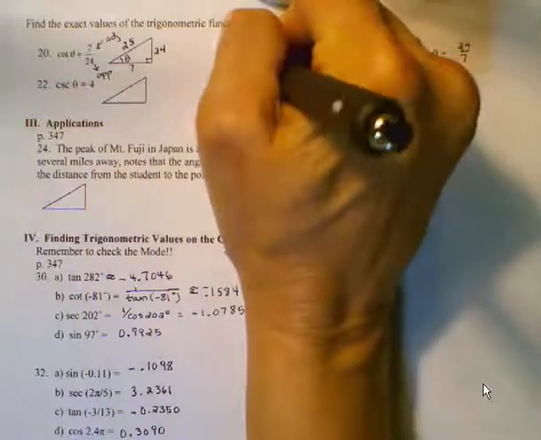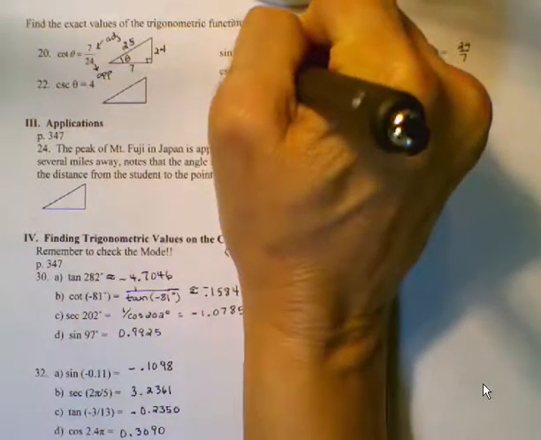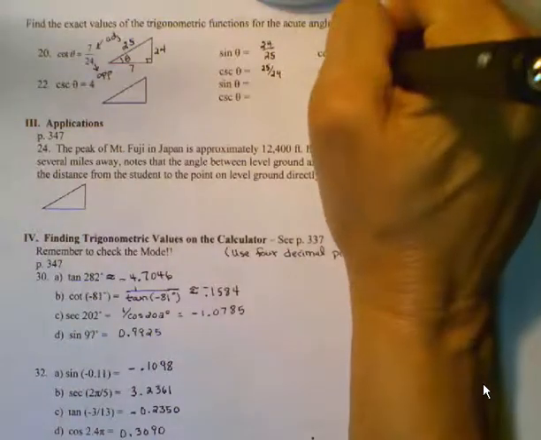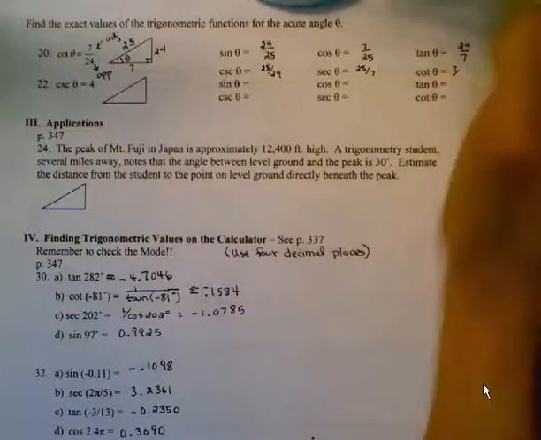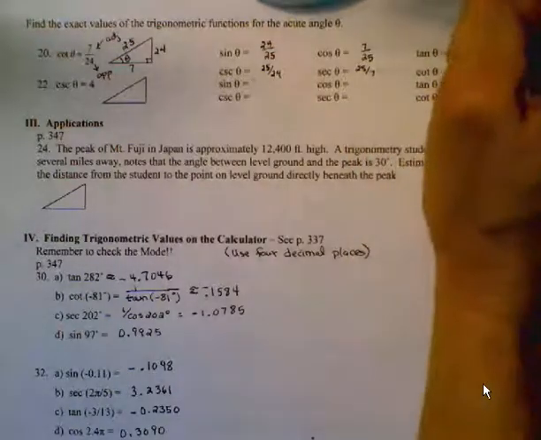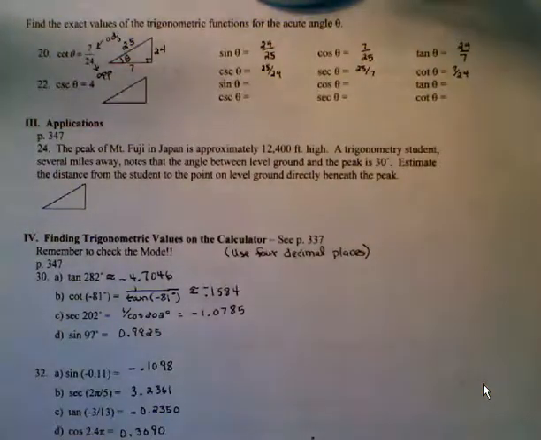And then find each of the reciprocal functions. Cosecant theta is 25/24, secant theta is 25/7, and cotangent theta, well, that's what we were given, 7/24.